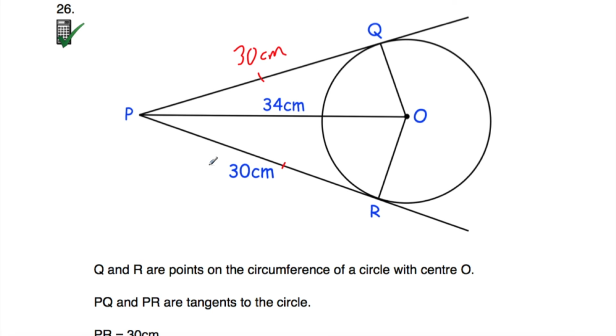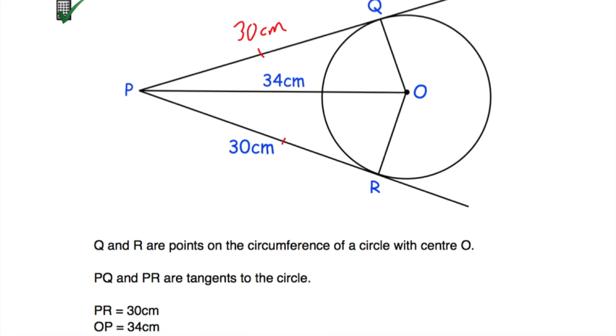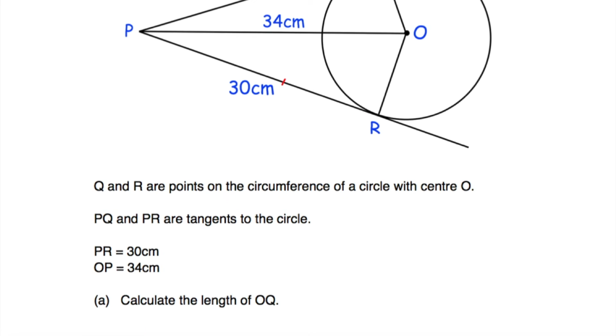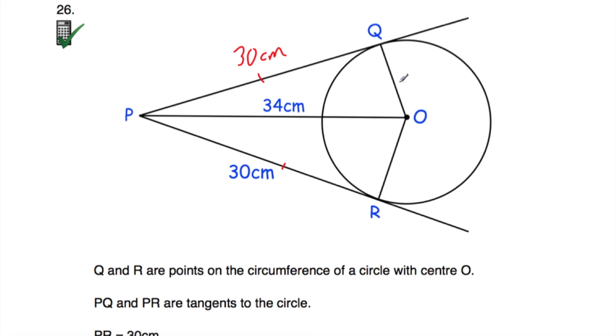And we're told that PR is 30 centimetres, and we're told that OP is 34 centimetres, and we've been asked to calculate the length of OQ. So we want to find the length of OQ. We want to find this length here. Let's just call it X. Now, because this is a tangent and this is a radius, that's going to be a right angle, because a tangent and a radius meet at 90 degrees. So we've got a right angle triangle, and we know 2 of the sides, and we want to find the length of the third one.